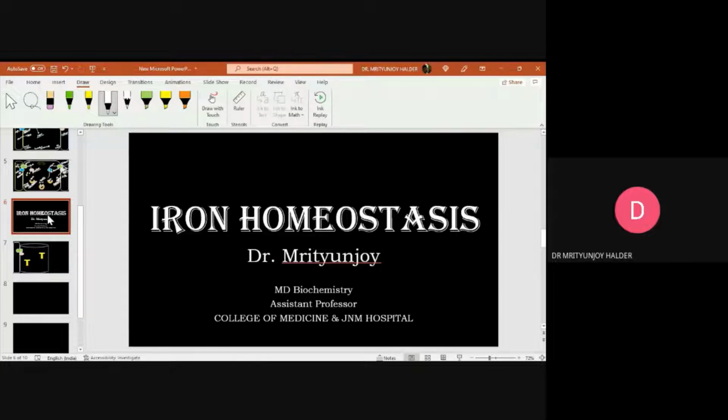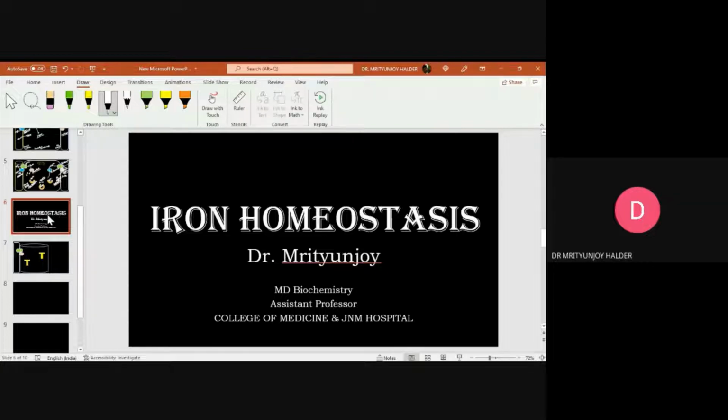Here, for storage purpose, apoferritin molecule is already there, but apoferritin allows only the ferric form. So all the ferrous form now has to convert into ferric form with the help of iron oxidase, which is present in the cytosol. So it's very easy to convert into ferric form. That ferric form is stored within the apoferritin molecule. Together they are called ferritin.